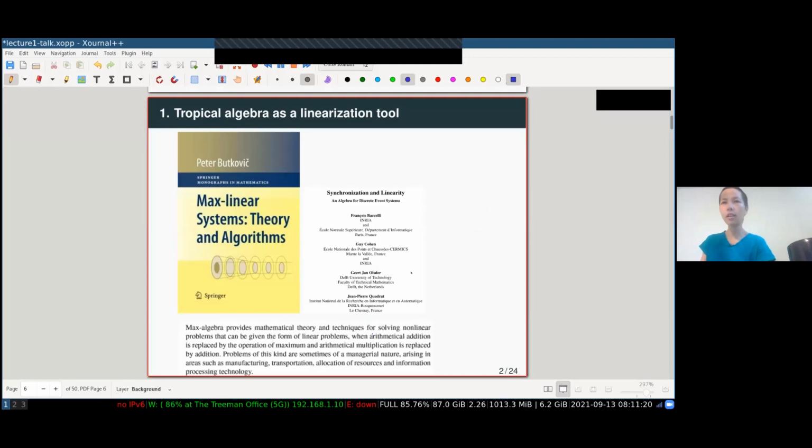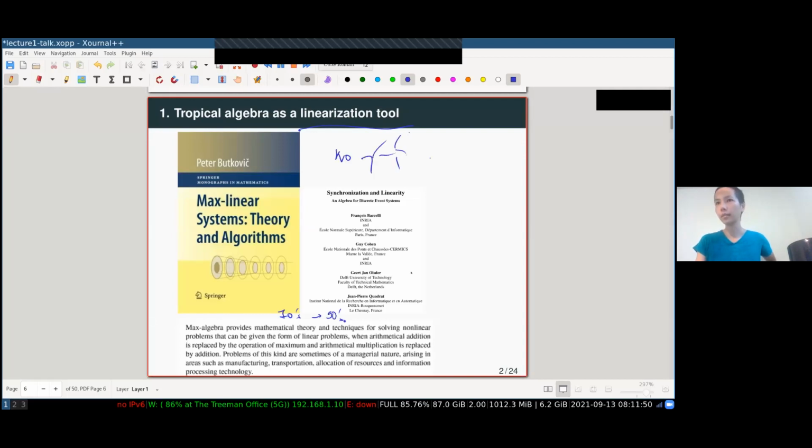So I think at the very, around probably between, I would say, the 70s and perhaps the late 90s, there is this view that tropical algebra is really helpful as a linearization tool. It turns a nonlinear problem into a linear one, except the new linear system is not classically linear, but tropically linear.